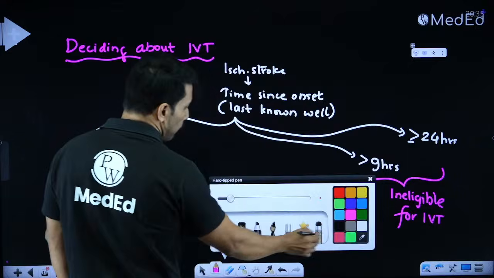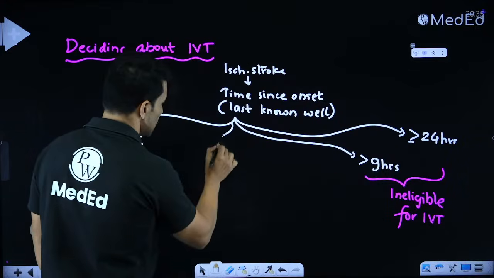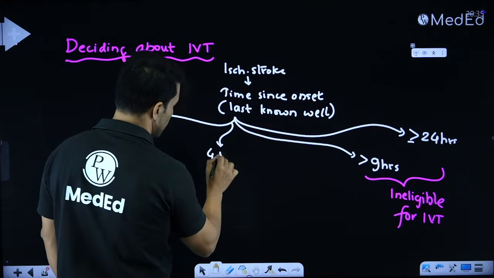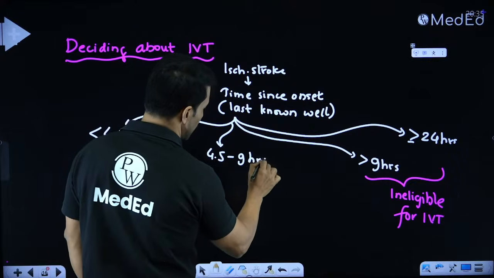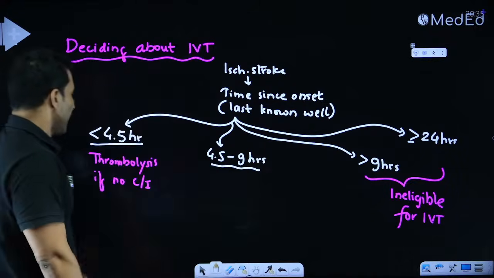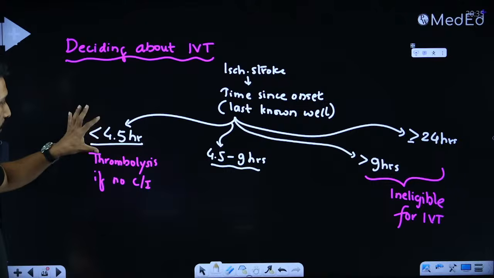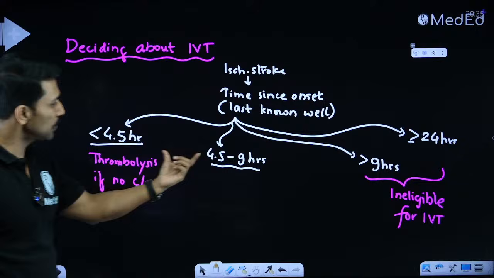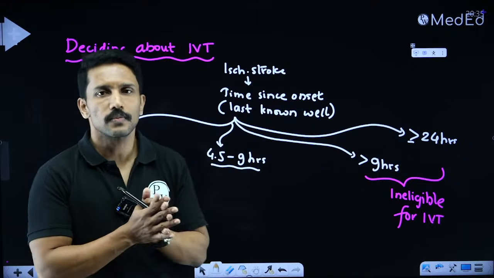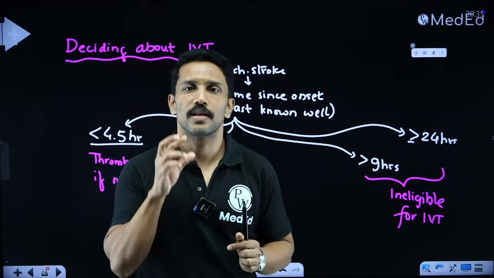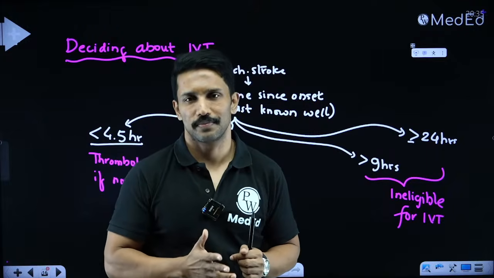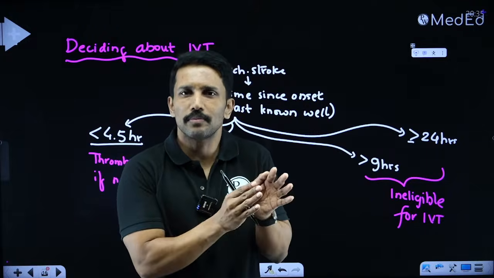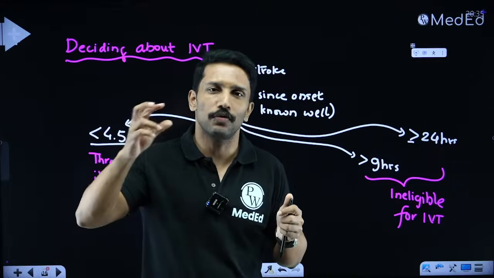So if they are between 4.5 to 9 hours, that is my extended window. Let's see what we do. If within 4.5 hours, we clearly know there will be a sizable chunk as penumbra and we will go ahead with thrombolysis. But if it is 4.5 to 9 hours, I want to see whether penumbra is there or not. If I have a penumbra, okay, it's worth taking the risk of giving the thrombolytic agents.